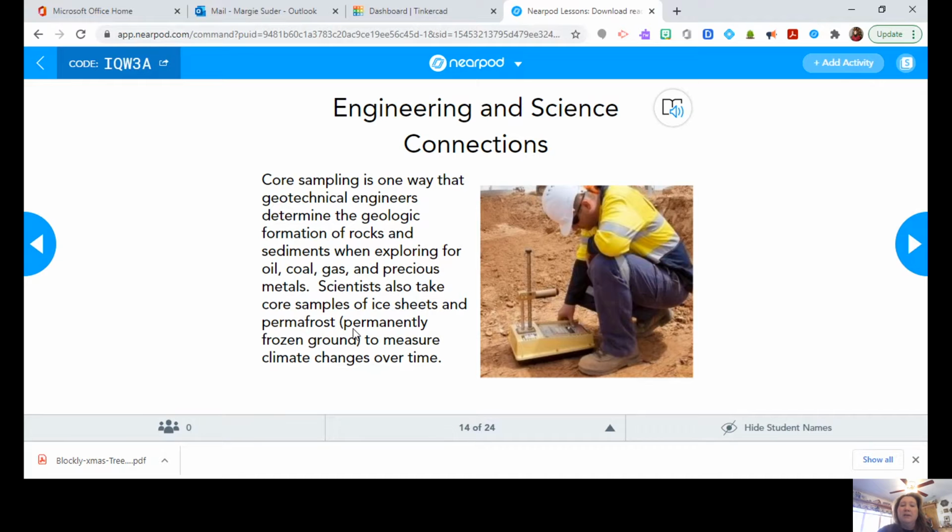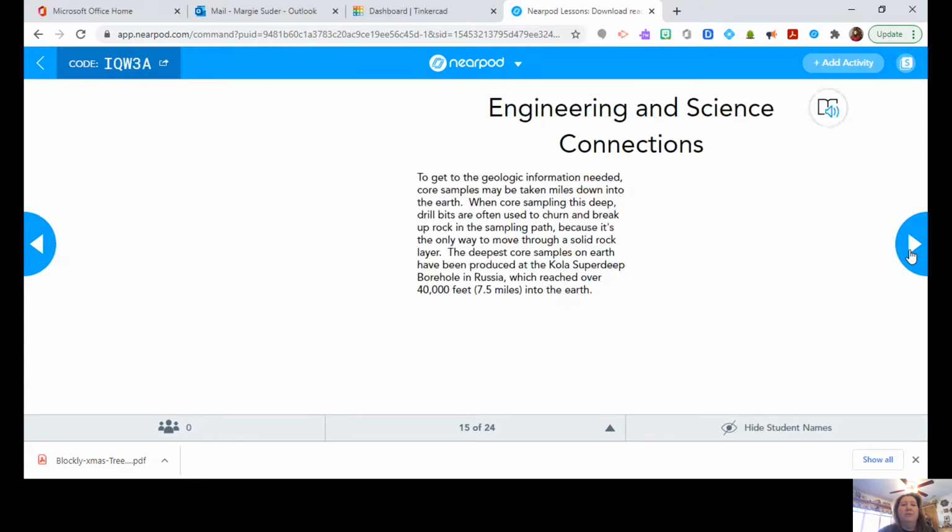But scientists also take core samples from what we call permafrost, which would be up in the Arctic or Antarctic. They're taking core samples of the ice sheets so we can measure climate change over time. So that's another thing that geologists do.